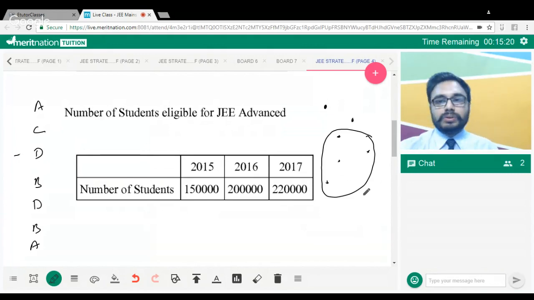But do not take it up to the end. Just fill out the OMR sheet in time. Okay, fill it. And best of luck for your exams.